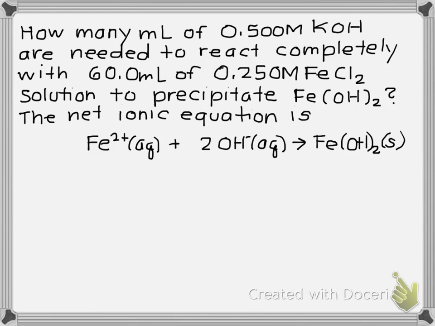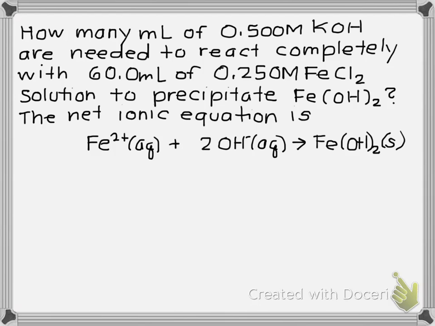So this problem says how many milliliters of 0.5 molar KOH are needed to react completely with 60 milliliters of 0.250 molar iron(II) chloride solution to precipitate the iron(II) hydroxide. Then they give us a net ionic equation. So basically we're interested in knowing if we have 60 milliliters of iron chloride, how many milliliters of the potassium hydroxide will we need?